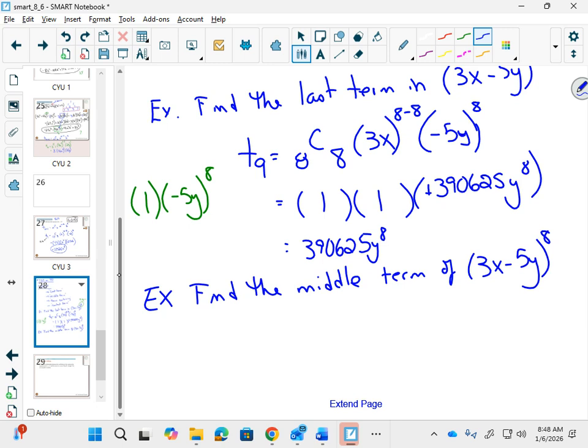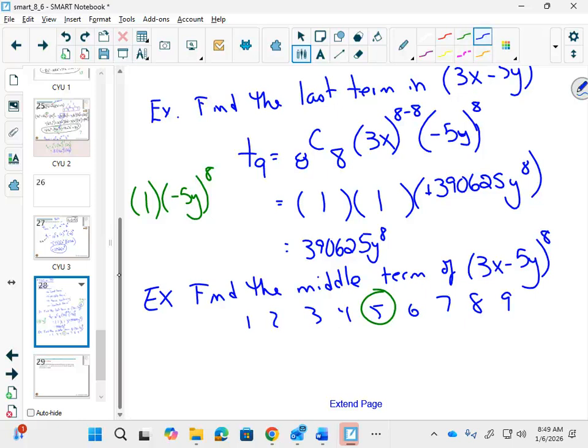Find the middle term. The number one mistake in this question is students find term 4. We already determined from this one that there were 9 terms. Right? If you write out the numbers 1 to 9, which one is in the middle? 4 to the left of 5, 4 to the right of 5. 5 will be the middle term.